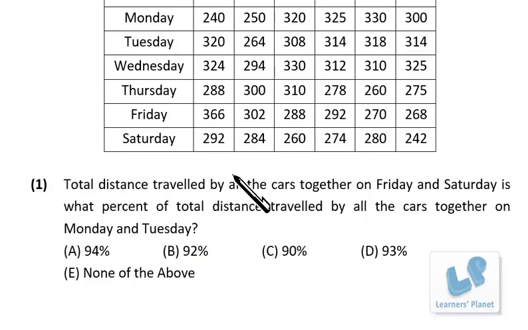Total distance traveled by all the cars together on Friday and Saturday is what percentage of total distance traveled by all the cars together on Monday and Tuesday? So we have to add up all these data, the 12 data, and over here Monday and Tuesday, all the 12 data. So you can add them like just add them. Otherwise you can go for even deviation method, whatever the method is preferable, whatever the method you like, you can go for it, no problem.